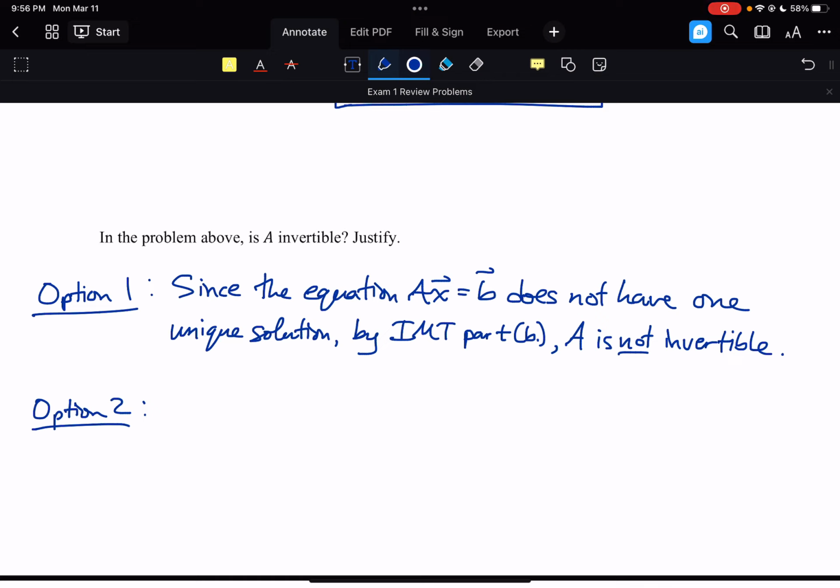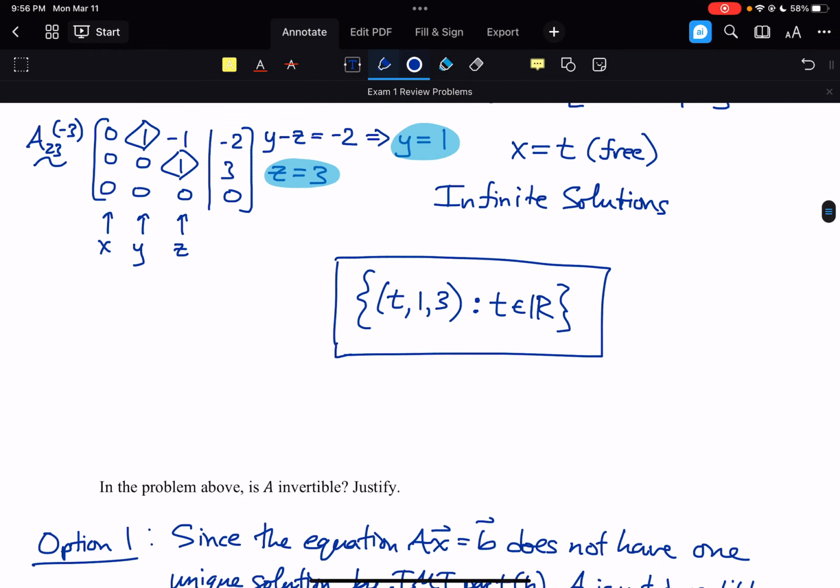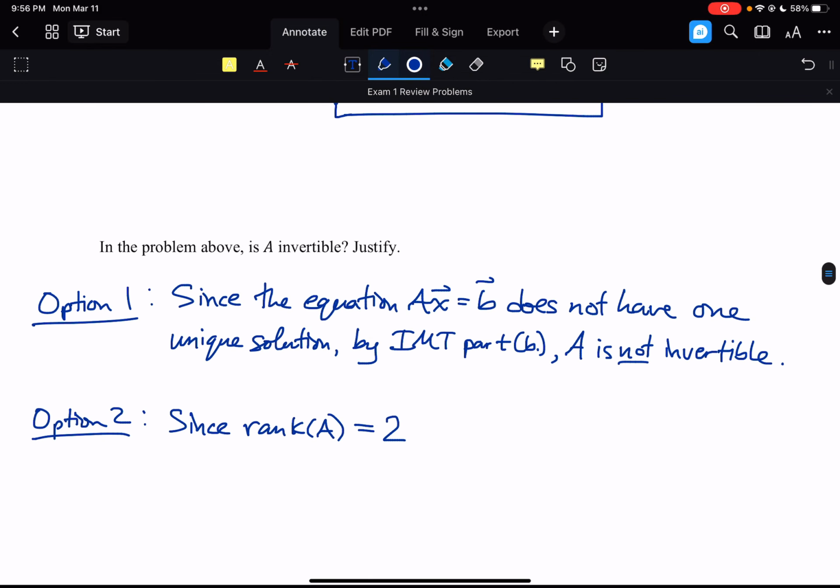Another possibly faster way to recognize this would be to look at its rank. So since the rank of A, this is the number of pivoted rows or columns in the matrix. The rank of A was 2 here, right? We had 2 pivots. The size of the matrix, though, is a 3 by 3. So this is not equal to n, which is 3.